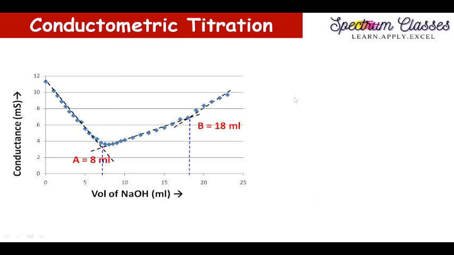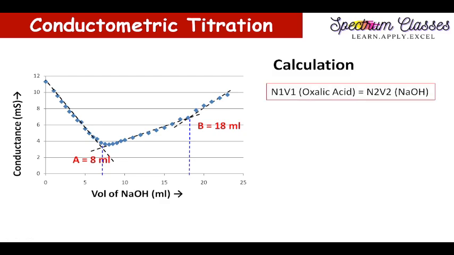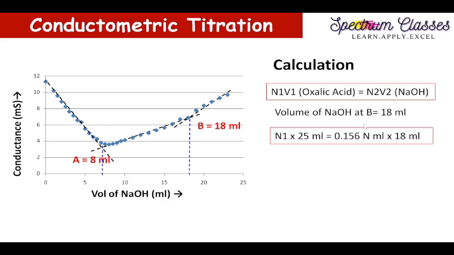Now the calculation part. For calculation we need to calculate the normality of the oxalic acid. We use the normality equation, N1V1 equals N2V2. On the left-hand side I have put oxalic acid, and on the right-hand side NaOH. The volume of NaOH consumed for complete neutralization of oxalic acid is 18 ml, that is at B. If we calculate, the normality will be 0.112 normal for this oxalic acid, which is quite close to the value observed from the titration, or simply by dissolving the oxalic acid, since it's a primary standard.